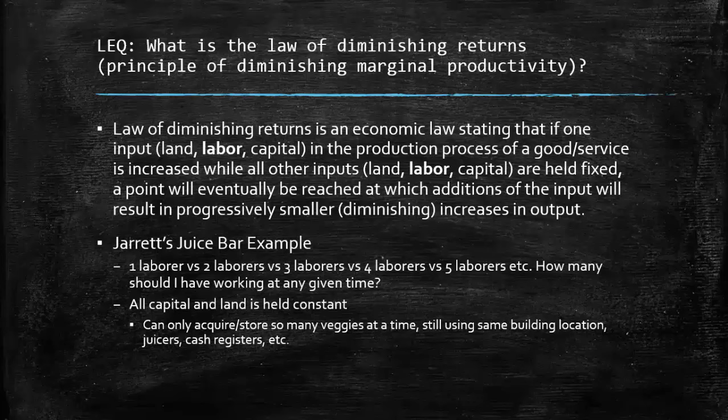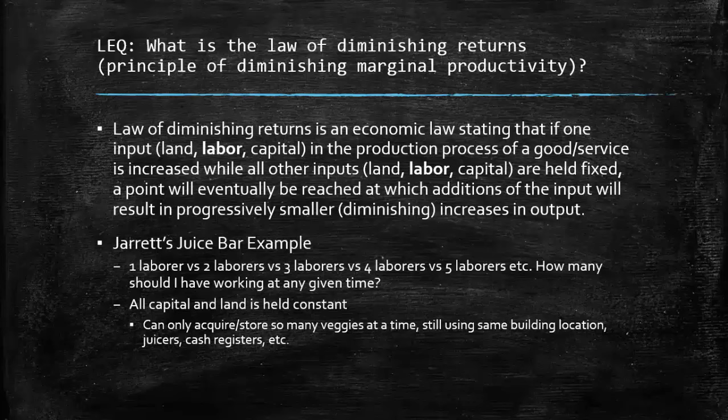The most common example of law of diminishing returns has to do with hiring too many or too few laborers. You can talk about land or capital, but the most common example has to deal with laborers. So if I have one laborer, you can imagine that one laborer is not going to be very productive. They have to prep the veggies, juice the veggies, man the cash register, and clean up. That's too much. 2 laborers, maybe one person on the cash register and one person juicing, and then they can divide the other tasks, versus 3 laborers versus 4 versus 5, and so on. And the question is, how many laborers should I have working at any given time to maximize my output? Once again, it's about maximizing output.